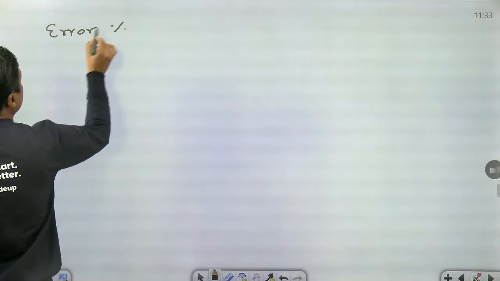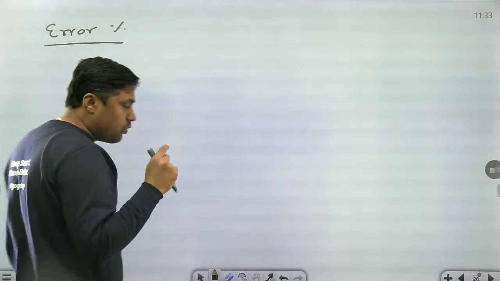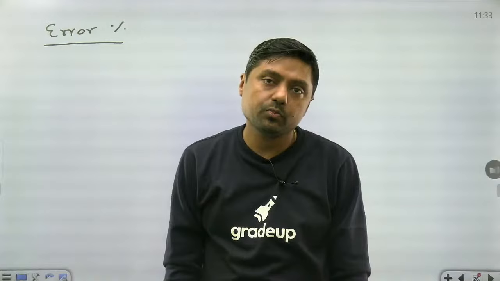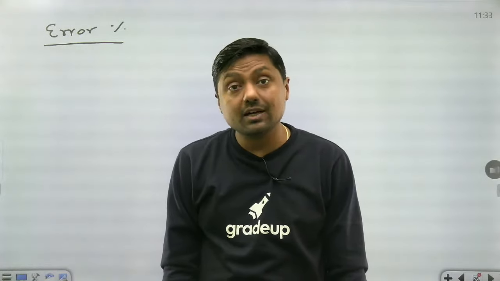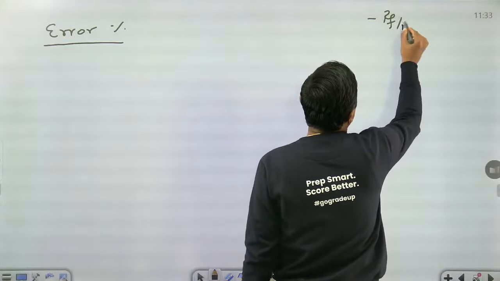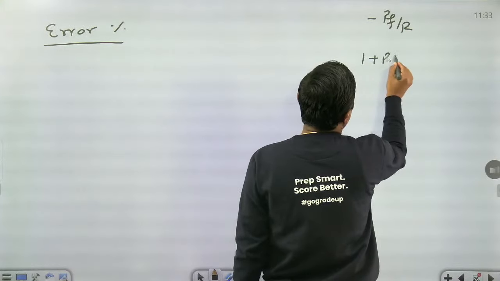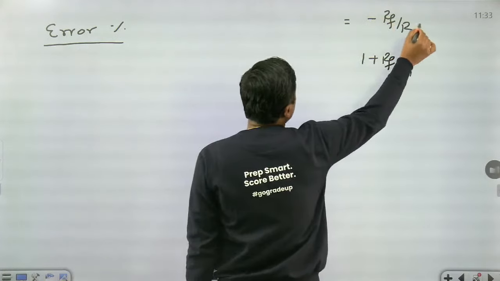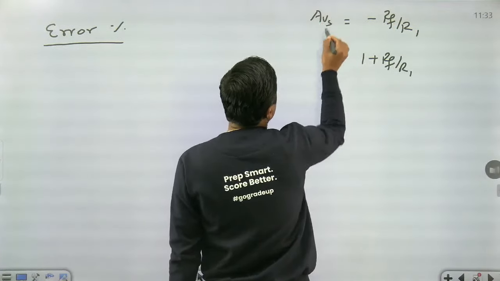Percentage error means that when we use the virtual short concept, it is an approximated analysis, and we get an approximated answer. For non-inverting, it is 1 plus RF by R1. For inverting, it is minus RF by R1. This is not the exact one; it is an approximated one.